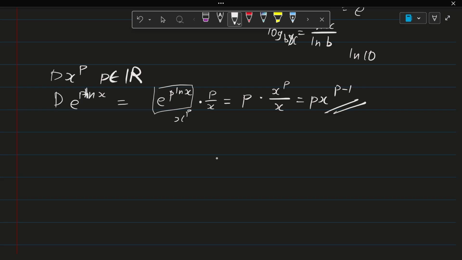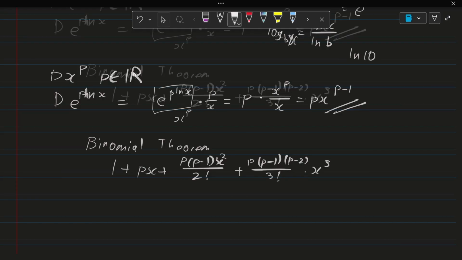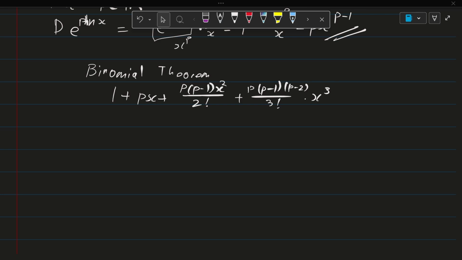So let's just actually write this down. The binomial theorem could now be written as 1 plus px plus p times (p minus 1) times x squared over 2 factorial, plus p times (p minus 1) times (p minus 2) over 3 factorial times x to the power of 3. So we have now fully understood the definition of x to the power of p.